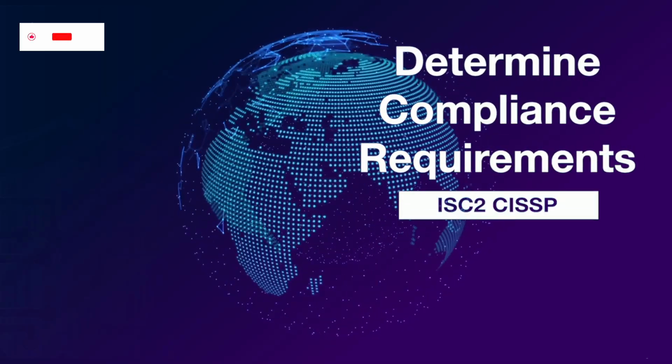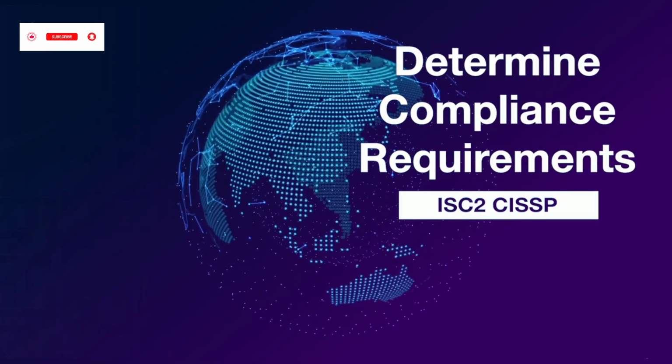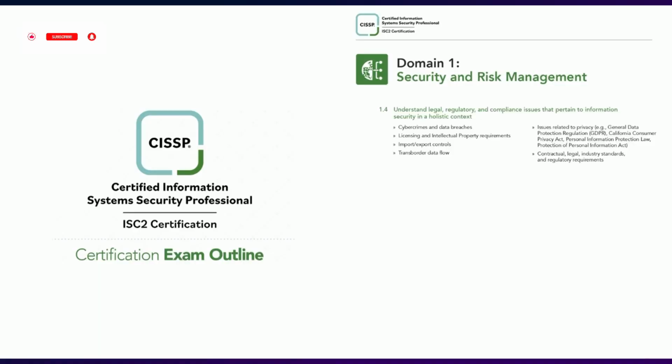As a security professional, you need to determine compliance requirements when working with information systems. Certainly, when you are applying information system security and as a CISSP, we are expected to understand how to determine the compliance and other requirements as they pertain to contracts, legal matters, industry standards and other regulatory requirements.